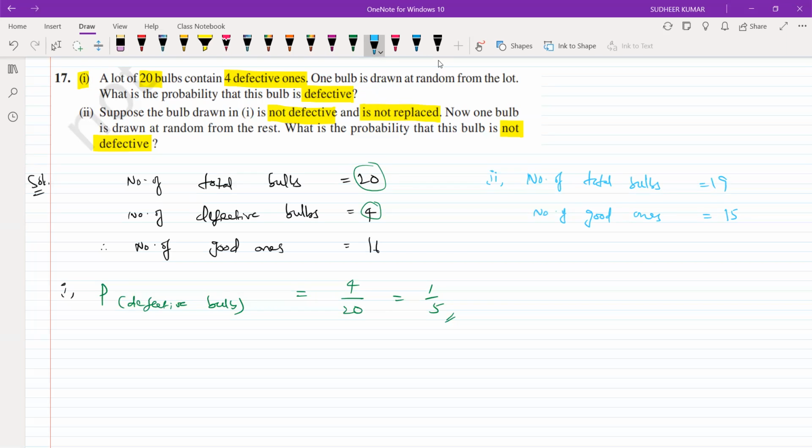What do they ask us to find? Not defective bulb, so the good ones only. So 15 by 19. Not defective is the good one only. That's it. So the probability of a not defective bulb is 15 by 19. Is it clear?